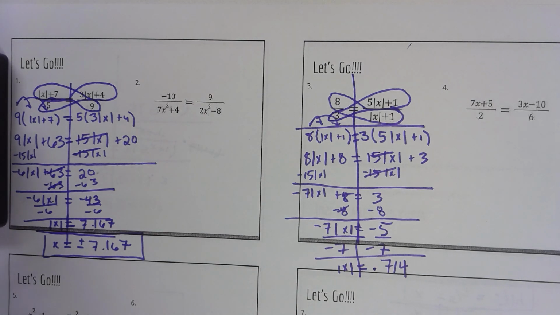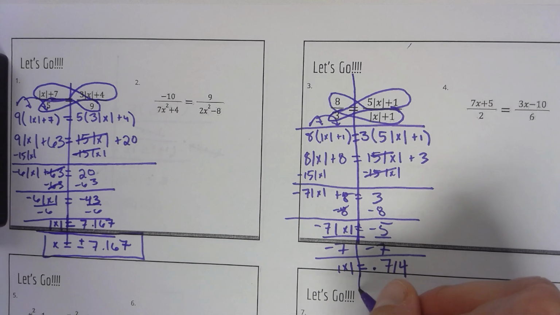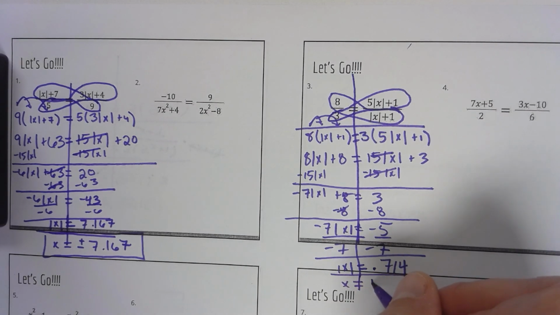And then since it's absolute value, that means that x is plus or minus 0.714.